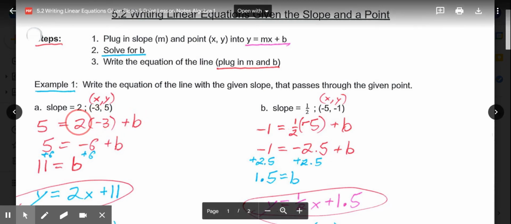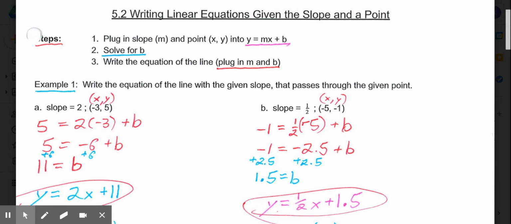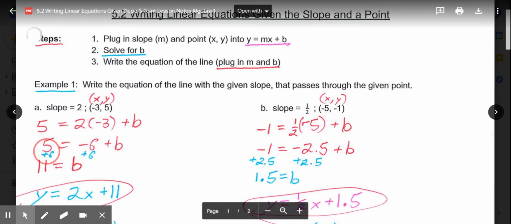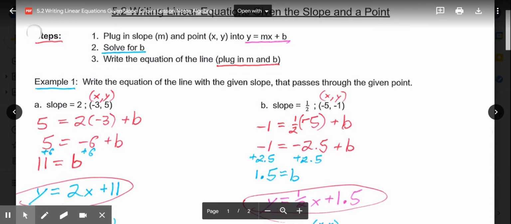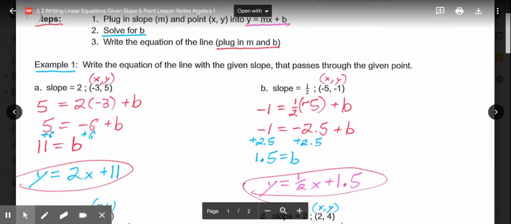Then we have to multiply 2 times -3, which is -6. So we have 5 equals -6 plus b. To solve for b, you add 6 to each side, and b equals 11. So then our final equation would be, we use the slope again, y equals 2x, the slope gets attached to x, plus 11, and that comes from the b.